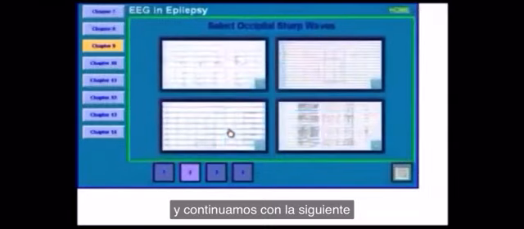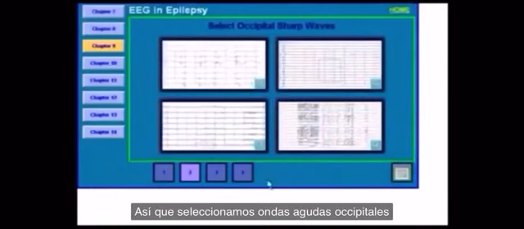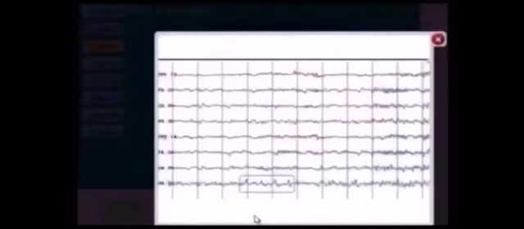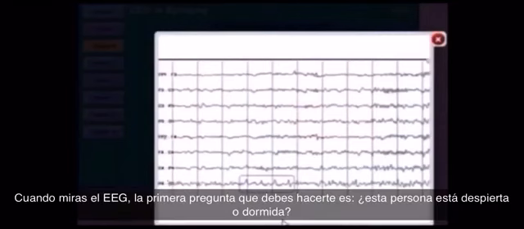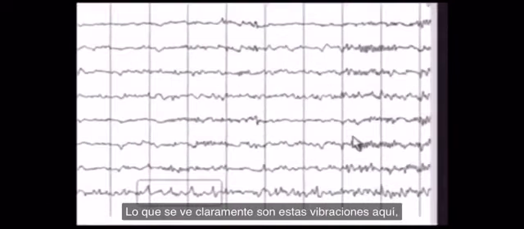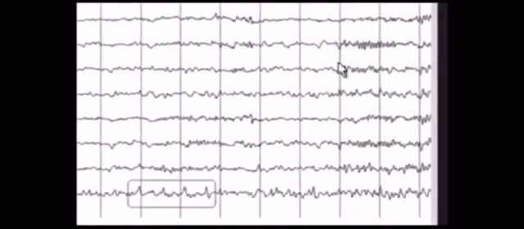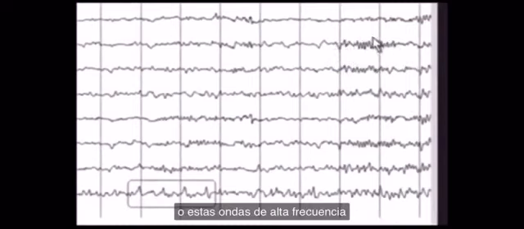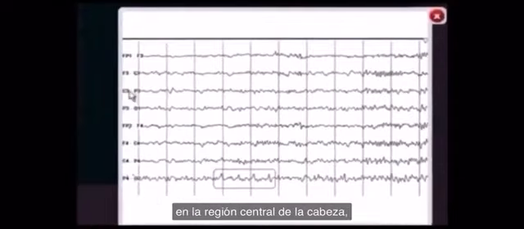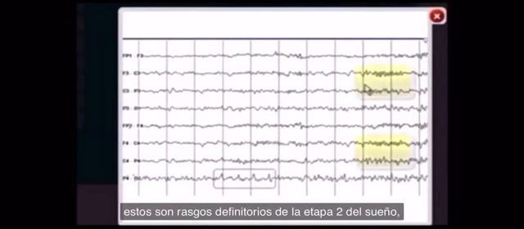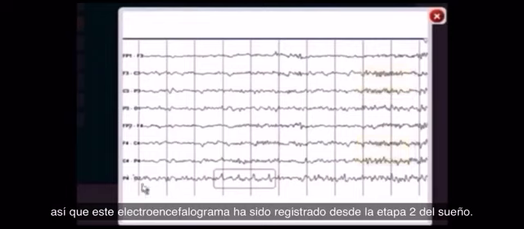So select occipital sharp waves. Let's start with this one. So what is the state of this patient? When you look at the EEG, the first question you should ask yourself is, is this person awake or asleep? What you see clearly are these discharges here, or these high frequency waves in the central head region, frontal central head region. So these are sleep spindles. And when you see sleep spindles, these are defining features of stage 2 sleep. So this EEG is being recorded from stage 2 sleep.